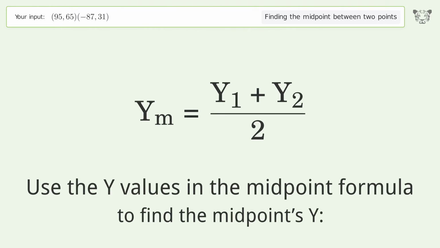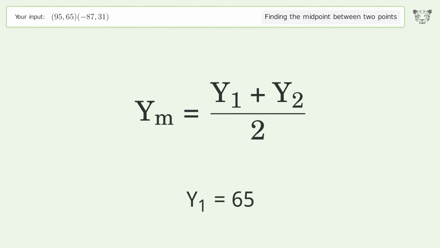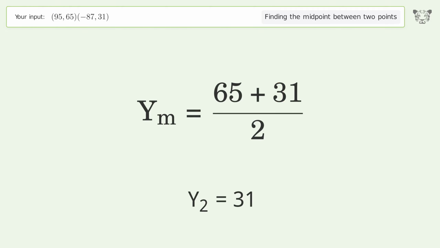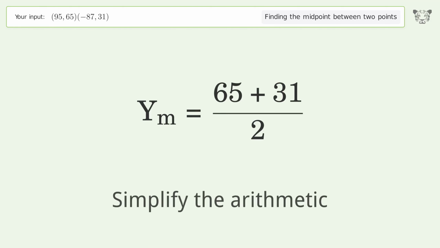Use the y values in the midpoint formula to find the midpoint's y. y1 equals 65. y2 equals 31. Simplify the arithmetic.